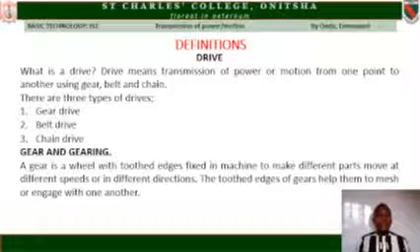There are 3 types of drives. 1, you have the gear drive. 2, the belt drive, and 3, the chain drive.